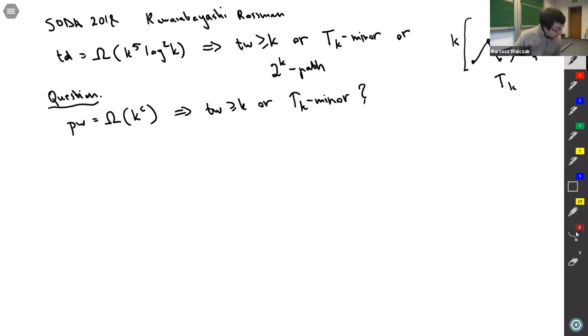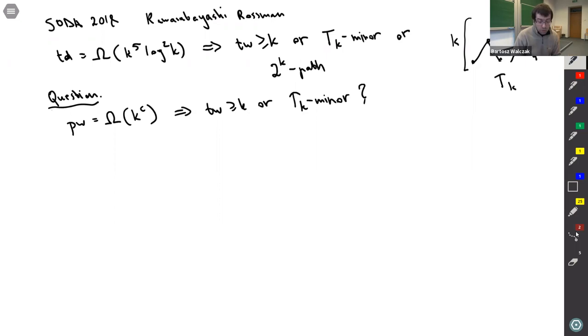Okay, so now there is this third option that is excluded, because we have a condition on pathwidth, not on the tree depth. Of course, however long the path is, the pathwidth is one, so it wouldn't make sense to give anything about long paths here.